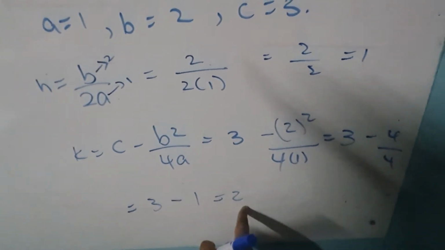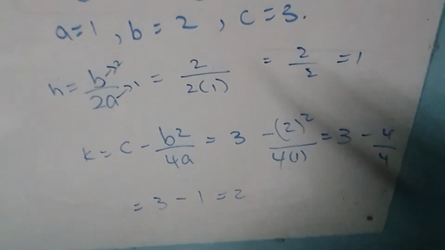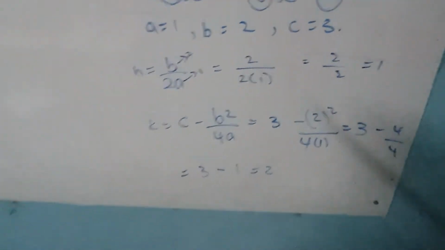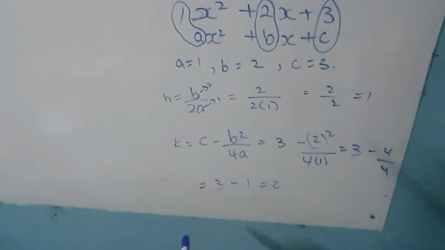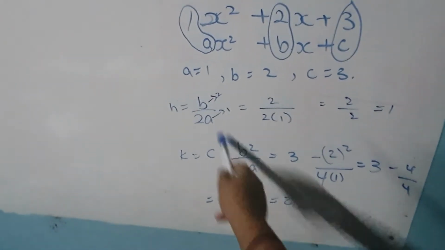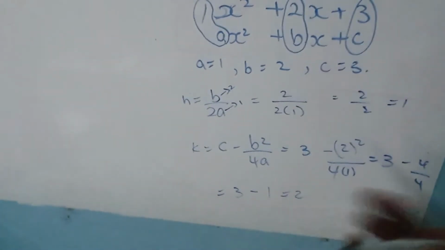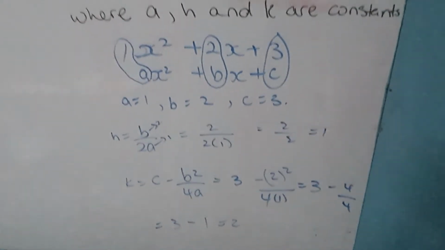3 take away 1 is 2. So I already got my h value, which is 1. I got a k value, which is 2, and we know a value is 1. So we're going to write over this now. We're going to fix our answer line.